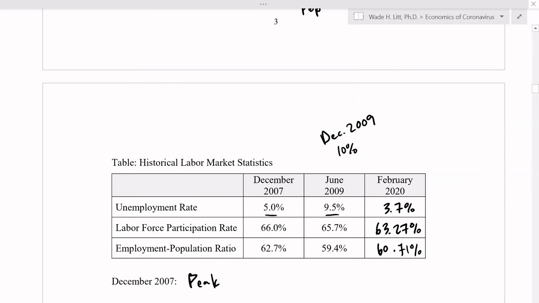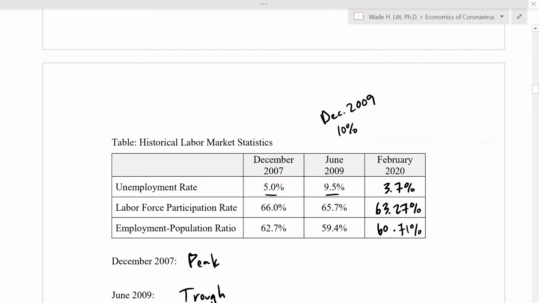But then we've had this steady expansion throughout the last decade, and we're down to 3.7%. We were down as low as 3.5%, which is the lowest that we've had in 50 years. We'll see that in a second. So on the unemployment side, unemployment rate, it looks like we've recovered very, very well. Okay, labor force participation rate.